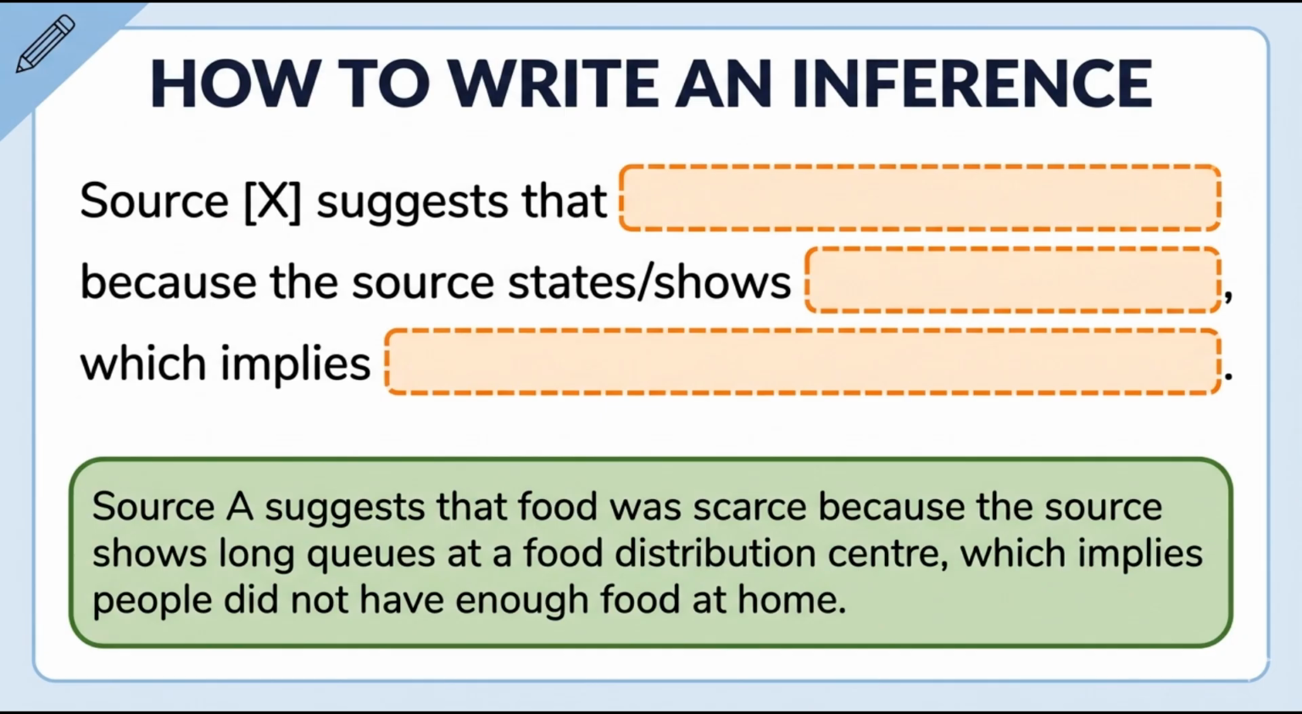That is a complete inference. It has the conclusion: food was scarce. It has the evidence: the long queues. And it has the implication: people could not feed themselves without outside help. Memorize this structure. Use it in every source-based question.